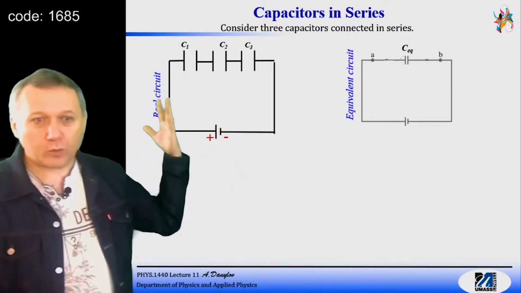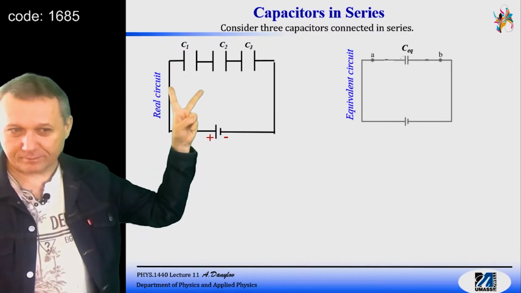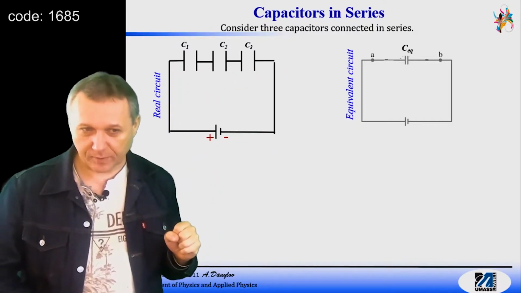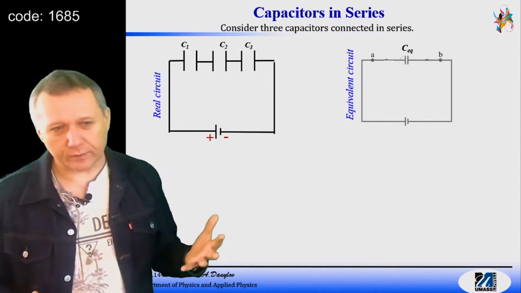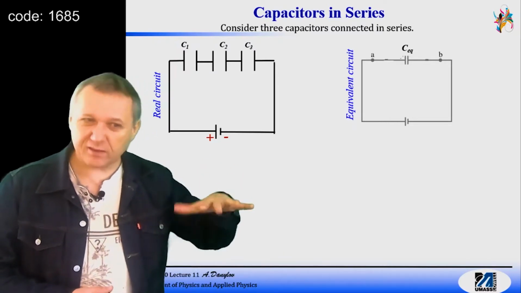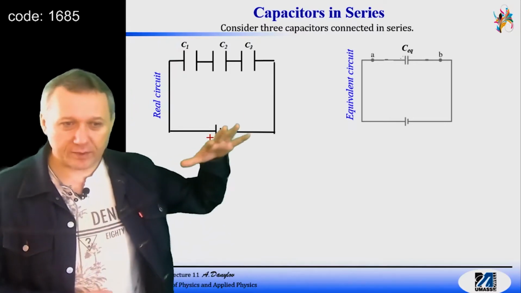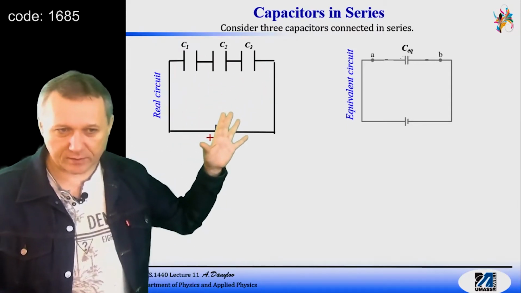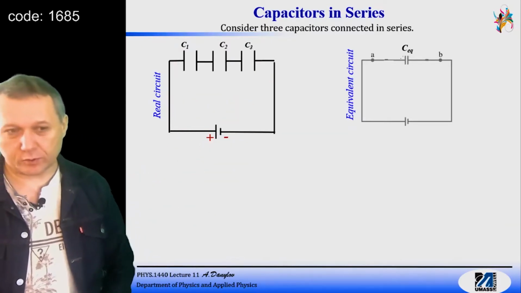And I'm asking, which quantity out of those two, Q and delta V, is the same for all these three capacitors? Usually I ask, and quite often students tell me the right answer, right? But when I ask about justification, justification is more complicated. So usually students tell me, yes, charge is going to be the same in all these three capacitors. Charge. Let's justify why charge is going to be the same.